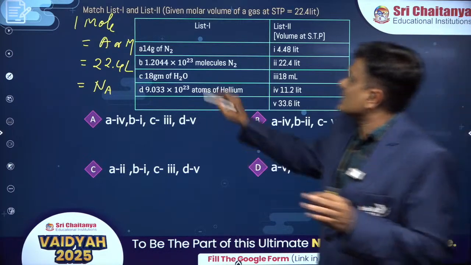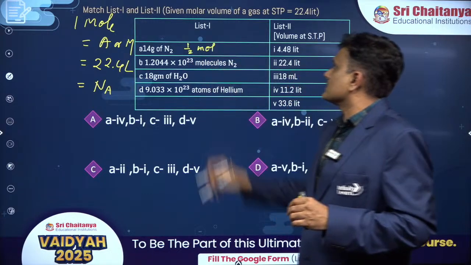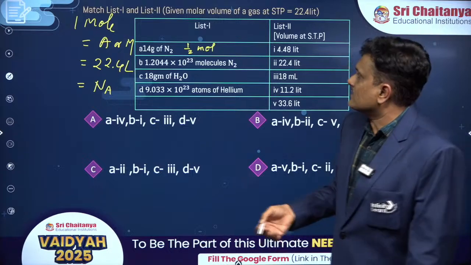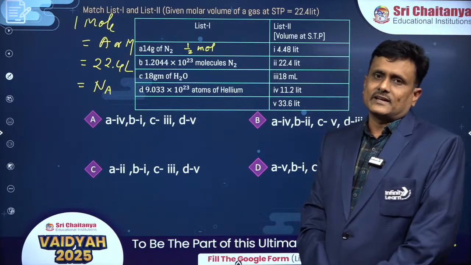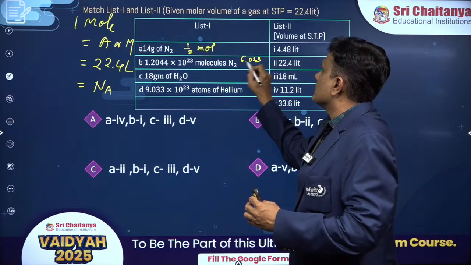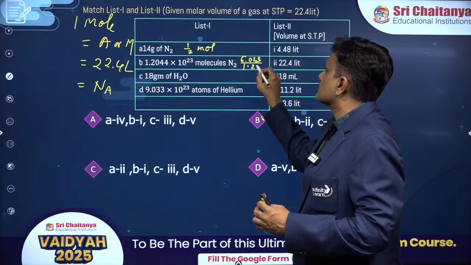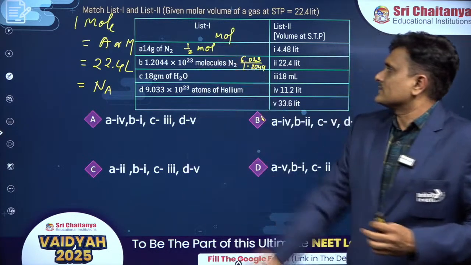So 14 grams of N2, that means how many moles? Half mole. Convert that into mole. For 6 into 10 power 23 is what you call a mole of N2. For this many molecules, it is 6.023 by 1.2044 mole. So I am writing here the mole of all the substances.